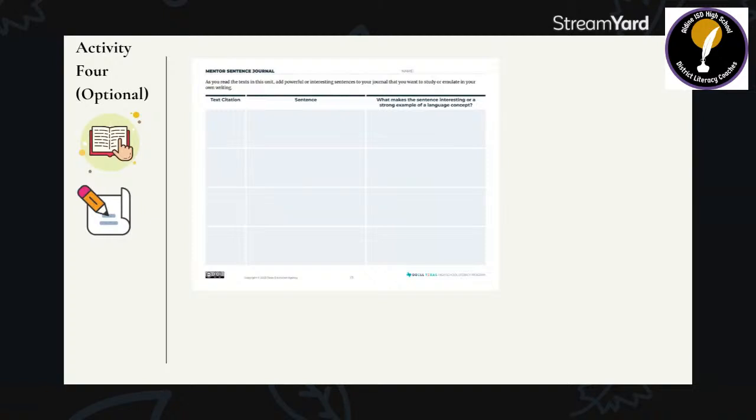concepts being explored. The purpose of the Mentor Sentence Journal is to encourage students to read like writers and to build a writer's toolbox of writing strategies to use in their own writing. By using the journal, students will have a consistent place to collect their go-to writing strategies, which can be referenced when writing their responses to the section diagnostics and the culminating task.